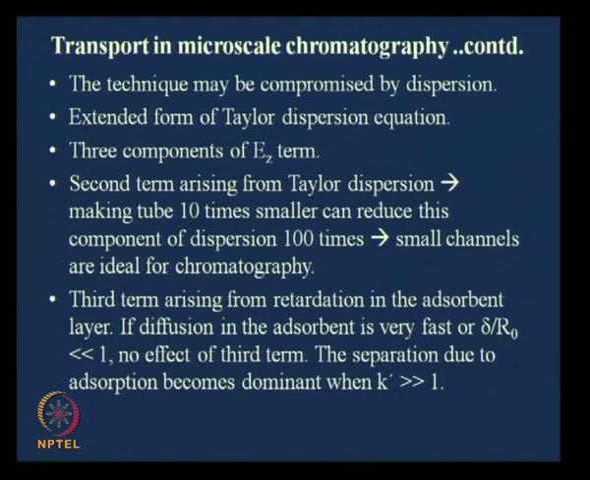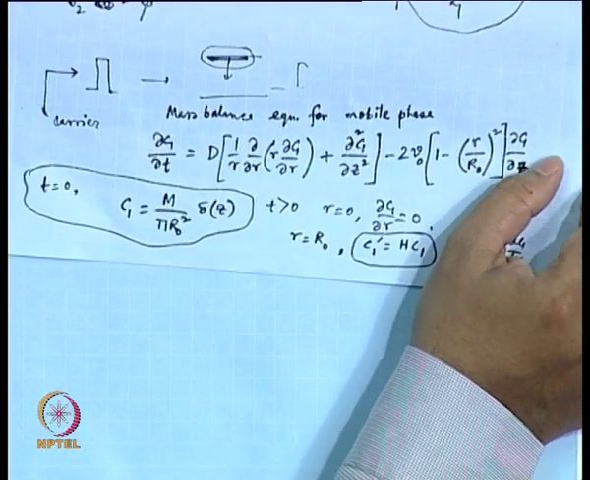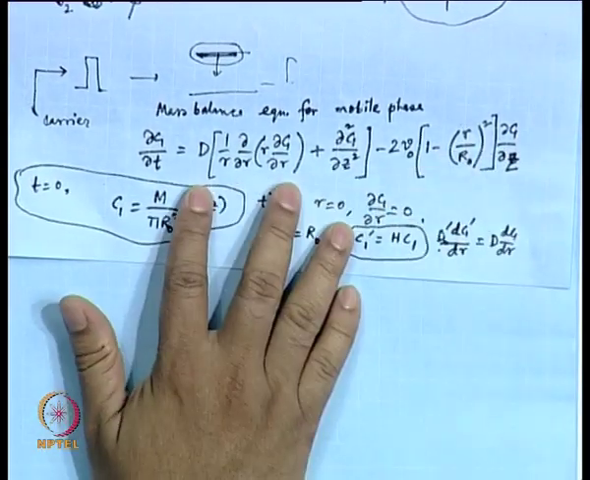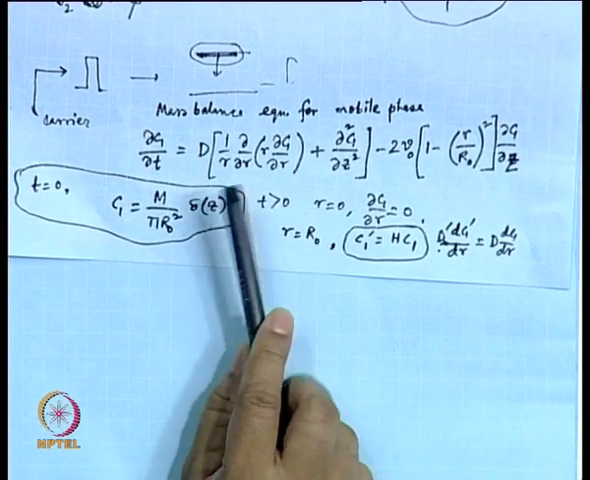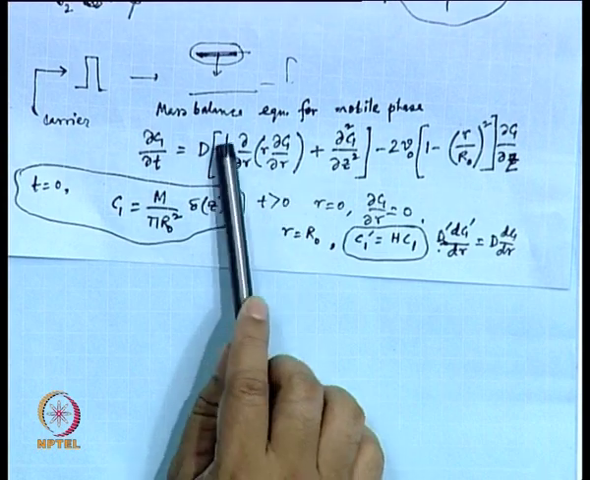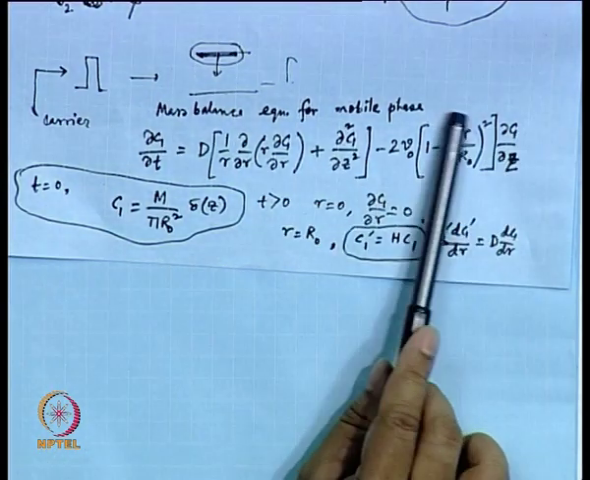And then what we do here is we are trying to write down the governing equations. In the last class, we tried to put together the mass balance equation for the mobile phase. This is what we arrived at. This is the accumulation term. This is basically the radial diffusion, and on top of that there was this axial diffusion, and this is the convective term as before.